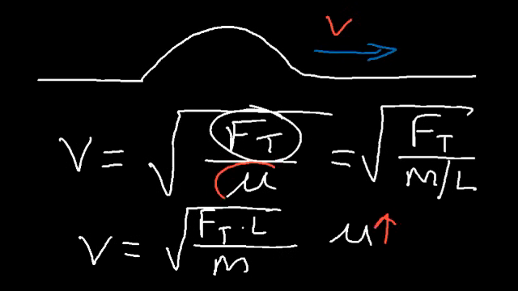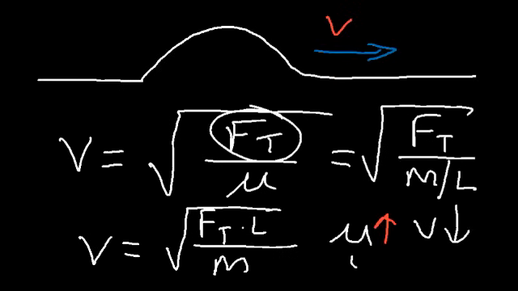Now because mu is in the bottom of the equation, it's inversely related to the speed. So if you increase the linear density, the speed decreases. And it makes sense. If you have more mass per unit length, there's more inertia. And whenever you have an object with more mass, it's harder to move. Heavy objects tend to move slower, and lighter objects tend to move faster. So if we increase the mass per unit length, we should expect that the wave speed will decrease as long as the tension force remains constant.